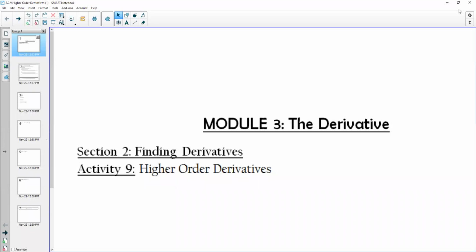Okay, so for today's lesson, the last one of the derivative unit, we're going to be doing higher order derivatives. So this is like taking the derivative of a derivative, and then we can also take the derivative of a derivative, which we took the derivative of already. Lots of derivative-ception going on.